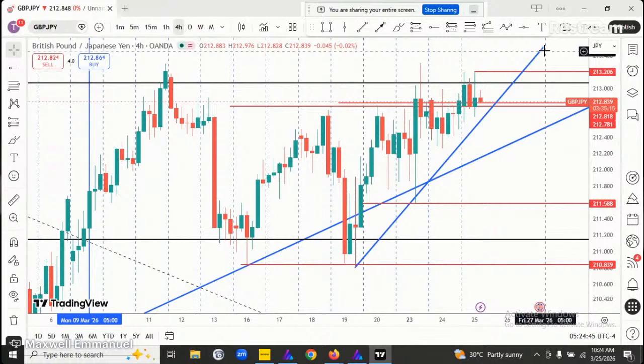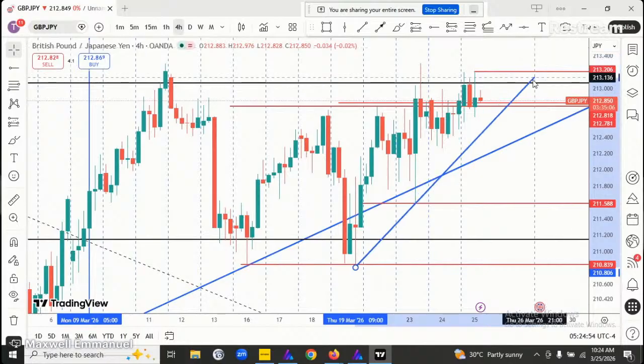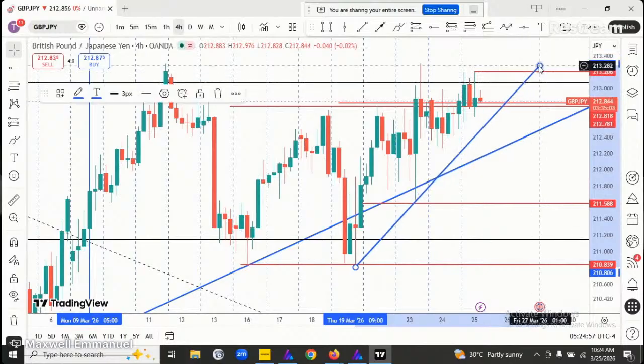Please ensure you apply proper money management. Don't over leverage just because the signal is coming from me. Apply good risk and money management. The risk has been taken care of. I advise that you shouldn't risk more than 1% of your capital on any trade.